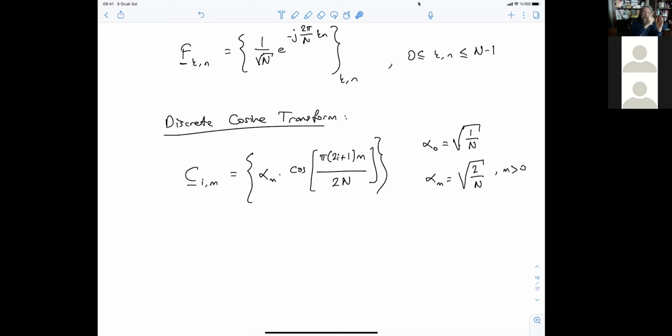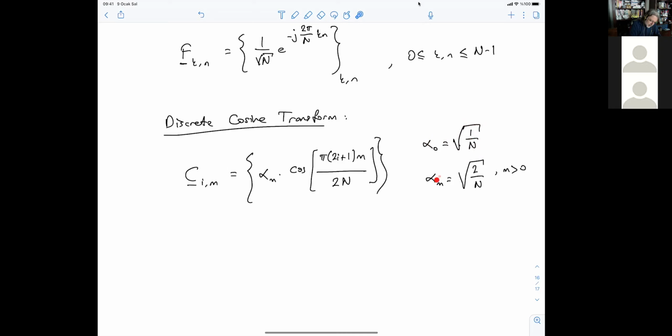Okay, 1 square plus 1 square plus 1 square, all the way to the nth one, 1 square, which will give you capital N. And then you take the square root of it, which will give you square root of capital N. So square root of capital N is the norm, and I have to divide by that to make it unit norm. Orthonormal means orthogonal and unit norm. So I have to divide by the norm, which means alpha 0 is necessarily this.